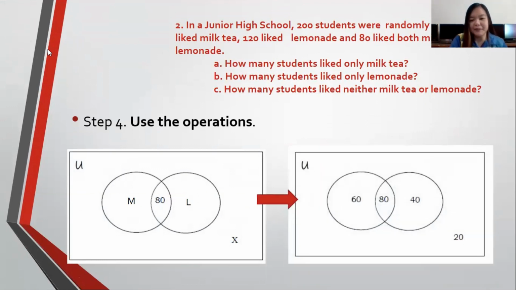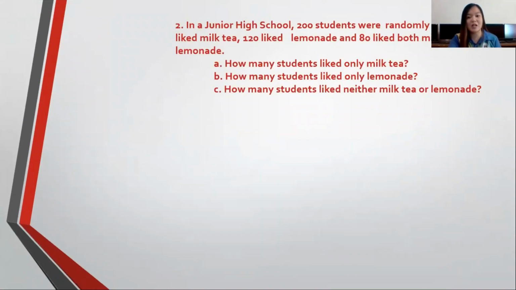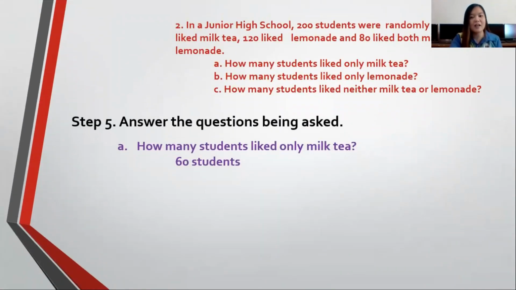So, yung M, which is 60, then yung both, which is 80, at yung 40, which is the number of students who like lemonade only, and then yung 20, wala sa dalawa. Hindi nila gusto yung milk tea, at hindi rin nila gusto yung lemonade. So, 20 nandito. So, 60 plus 80 for 140. So, yung given, check. 80 plus 40. So, yung given na lemonade, 120. Okay, check. So, our answer now is correct.